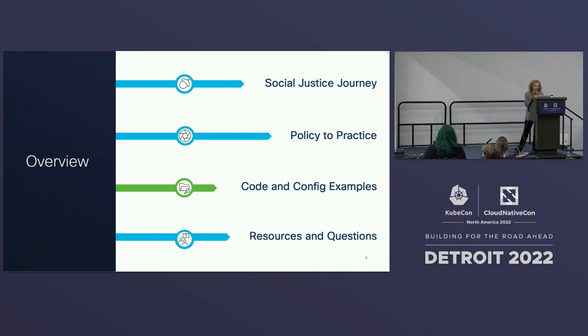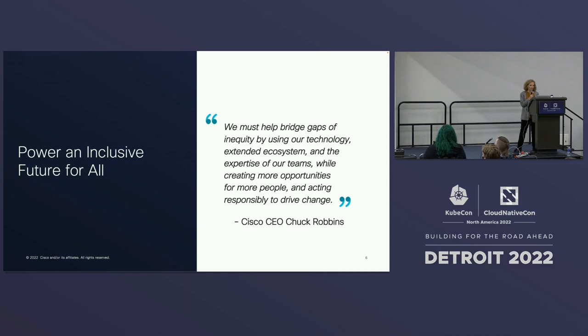But first, I just want to start with what we have as our guiding principle. At Cisco, we really do have a tagline that is power an inclusive future for all. And so this is the opportunity in front of us. And I don't think it's just for Cisco. I think it is all for us in tech. We can lead this. We can guide this. We have this obligation because we have the privilege. It is our responsibility. We can do this because we work in technology and we can bridge these gaps. We can do this work.